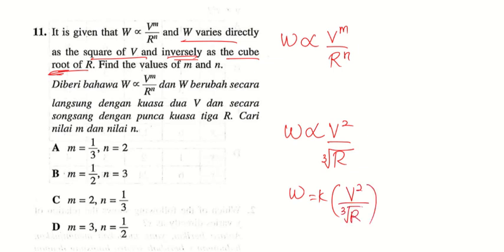So when we write in this form, it will be W equals K V squared R to the power of 1 over 3. Cube root, that's the meaning. N equals 1 over 3, M equals 2. C, cat answer.